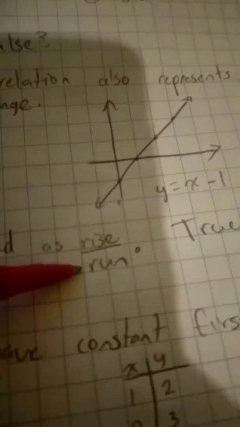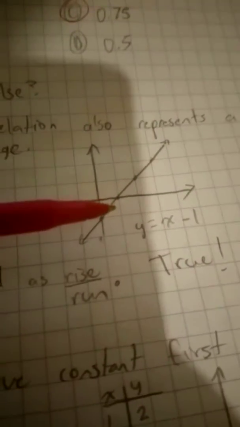Slope can be calculated as rise over run. We already know that is true. If we wanted to get the slope for this, the rise is it rises once and it runs once. 1 over 1 is 1. That's why our slope, or our m value here, is 1. So that's true. For C, well, let's jump ahead from C.